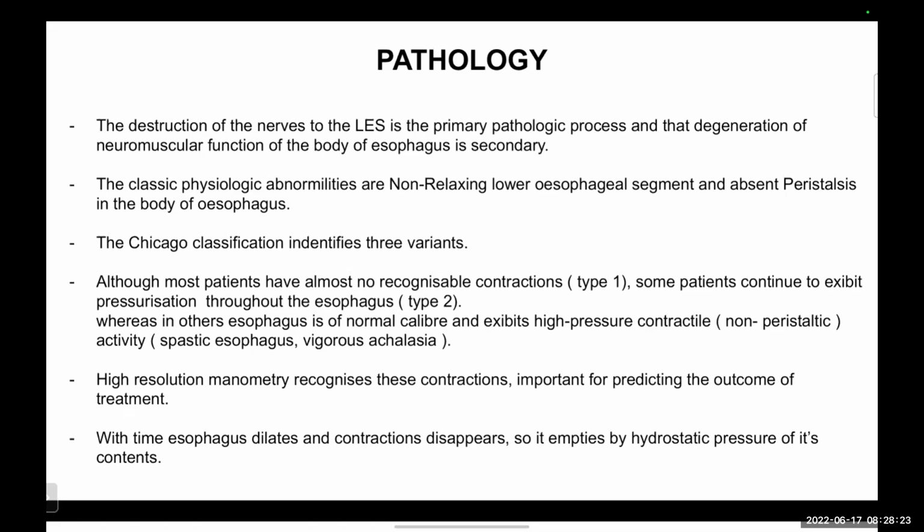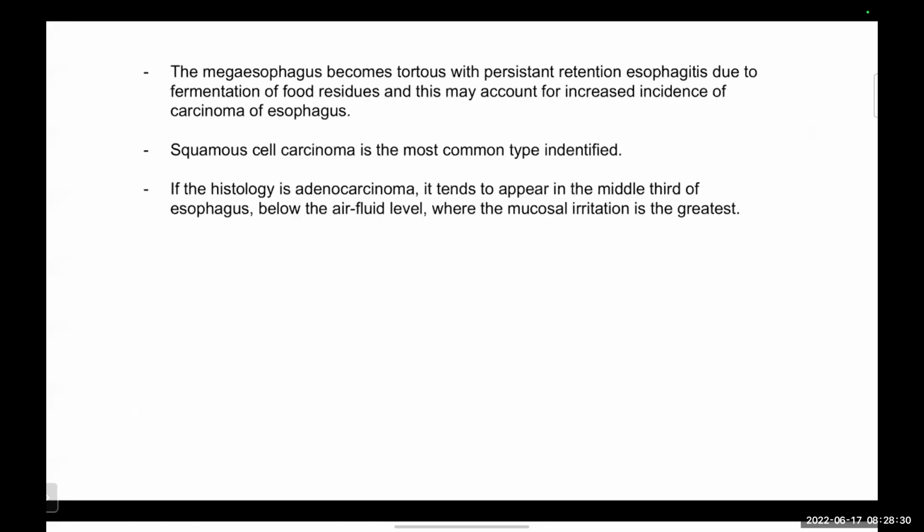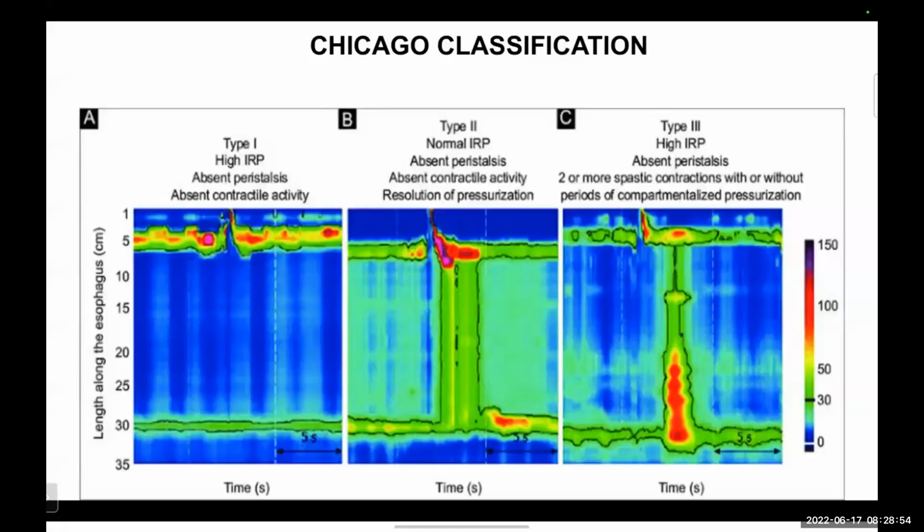With time, the esophagus dilates and contraction disappears, so it empties by hydrostatic pressure of its contents. The megaesophagus becomes tortuous with persistent retention esophagitis due to fermentation of food residues, and this may account for the increased incidence of carcinoma of the esophagus. Squamous cell carcinoma is the most common type identified. If the histology is adenocarcinoma, it tends to appear in the middle third of the esophagus, below the air fluid level, where the mucosal irritation is the greatest.